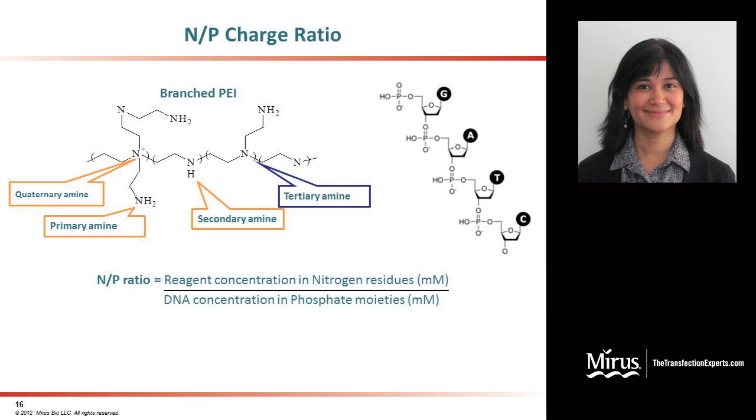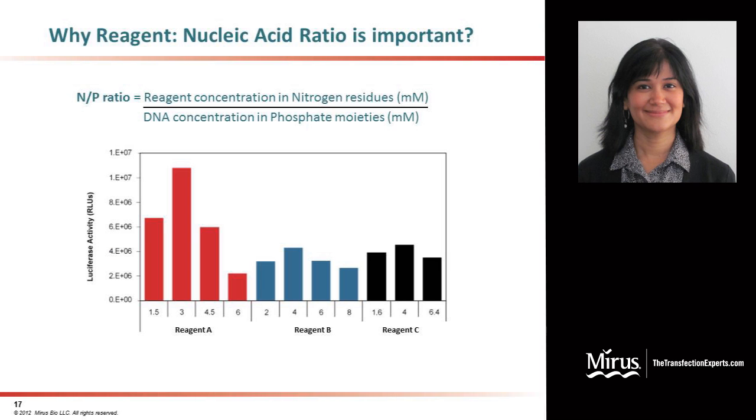Here is an example of a branched PEI molecule that offers several amine groups to complex with the backbone of DNA. So in this case, the charge ratio effectively would be the molar ratio of all the amine groups that are available to access the phosphate backbone of DNA to the phosphate groups on the DNA. This charge ratio is indeed a very important parameter.